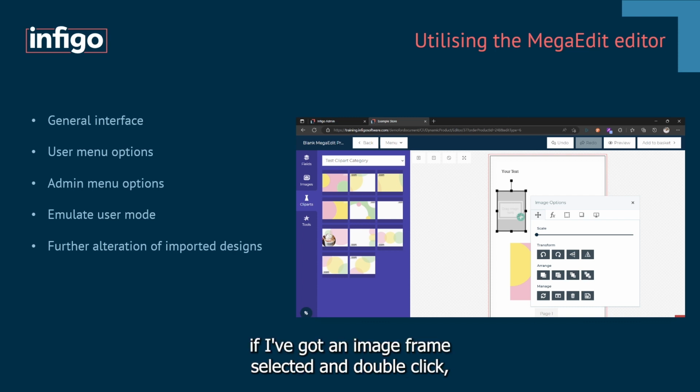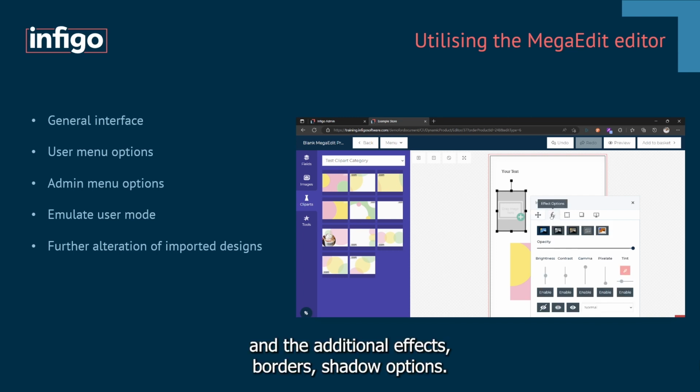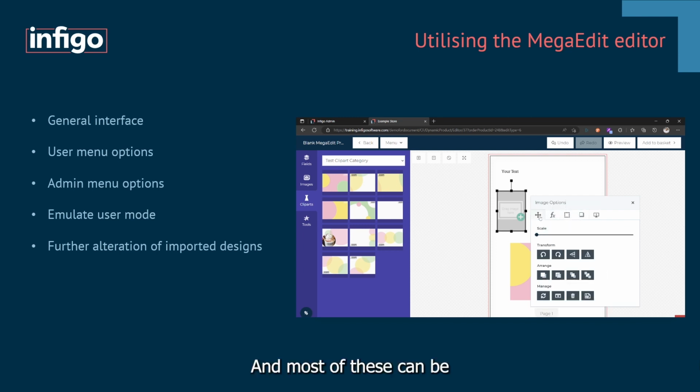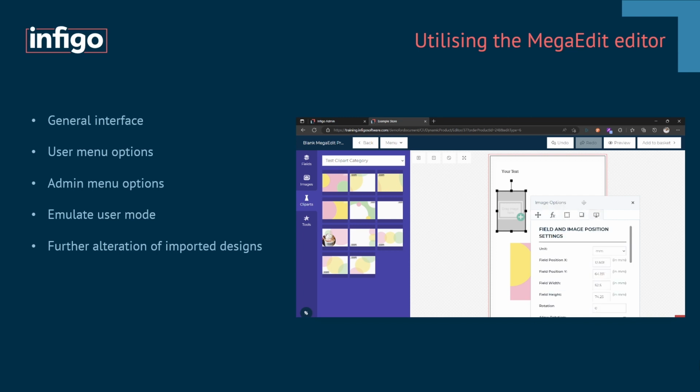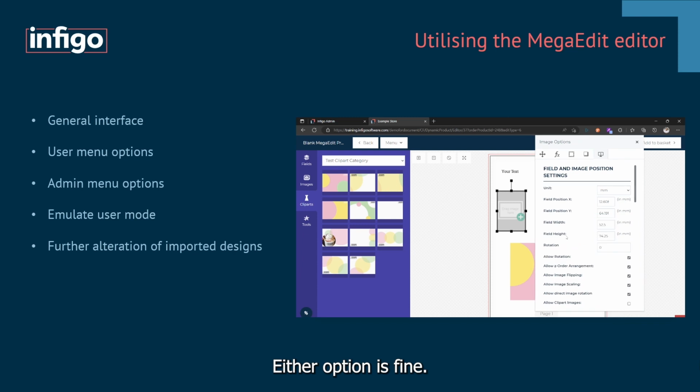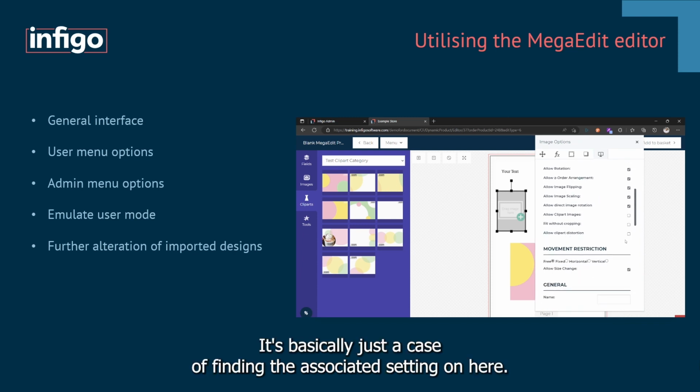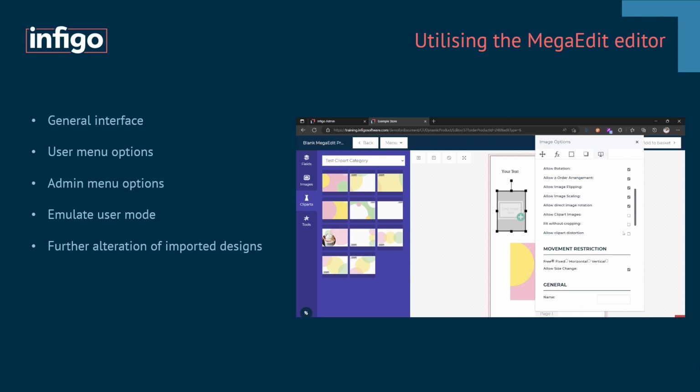So for example, if I've got an image frame selected and double click, I get some additional options which are to do with transformations of the image, any additional effects, borders, and shadow options. Most of these can be restricted if necessary as part of the Invent setup, so actually within InDesign, or you can do it on the Details tab. Either option is fine. It's basically just a case of finding the associated setting on here.